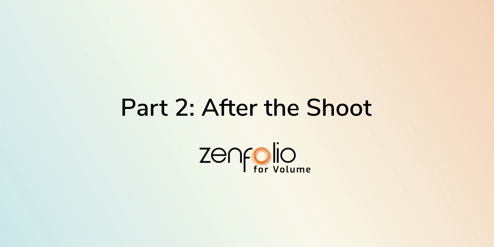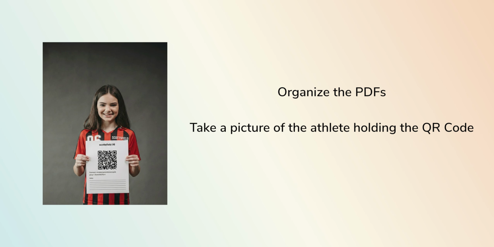It's time for part 2. Now, just before the shoot, I organized the stack of PDFs in order of subject. Then, during the shoot, I would photograph the student athlete holding their QR code. They would hand that back to me, and then I took the individual pictures of them. This was done with each participant.